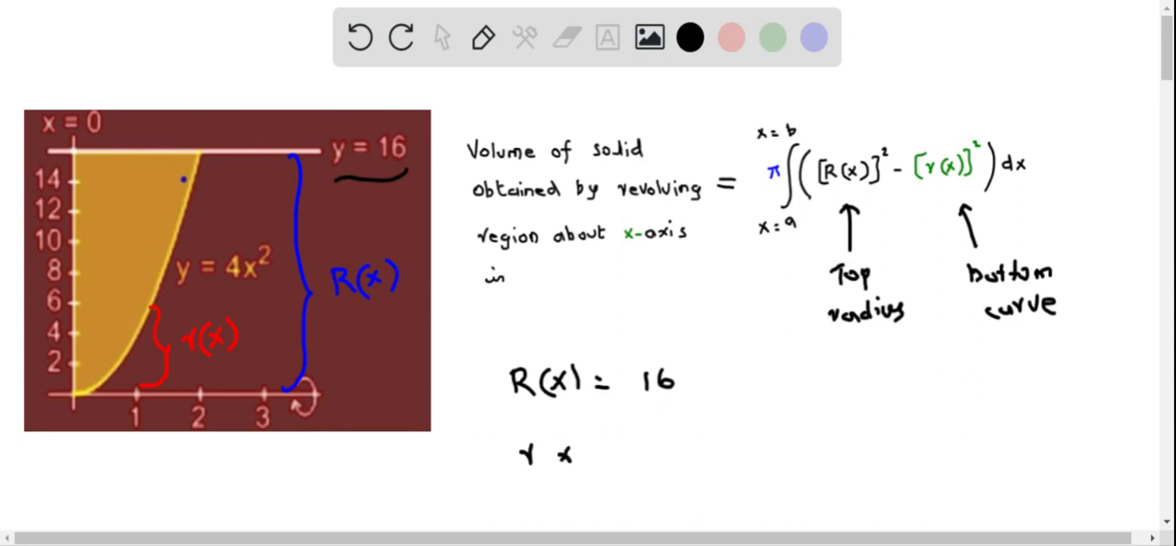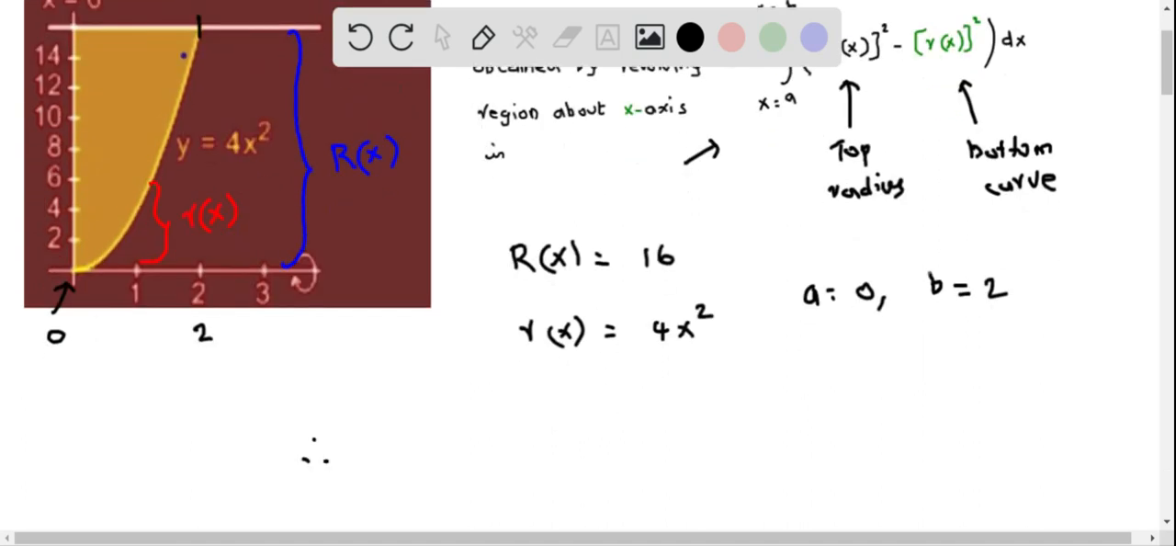Now let's put the small r of x. From the figure we see that the small r of x is the height represented by the curve y equals 4x squared. So we utilize 4x squared for small r of x. Now the limits of this function are from 0, this is a starting point, to this point, which is seen from the figure to be 2. So a equals 0 and b equals 2. Now let's substitute these values into the volume formula.